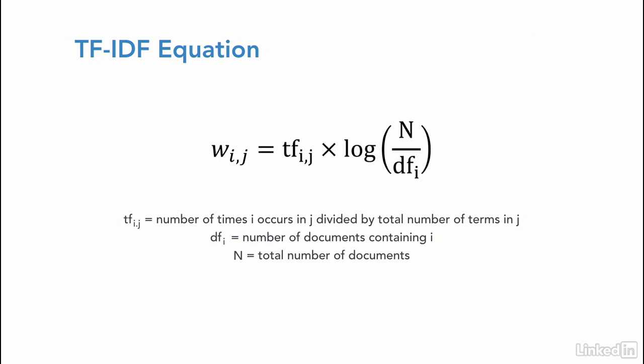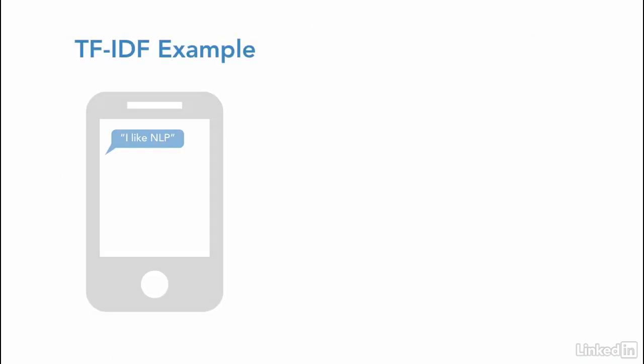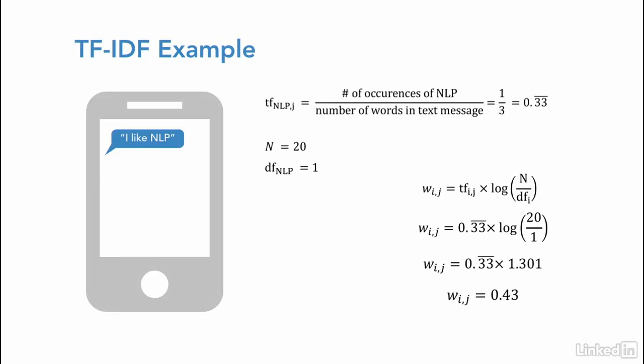You start with this TF term, which is just the number of times that term i occurs in text message j, divided by the number of terms in text message j. So it's just the percent of terms in this given text message that are this specific word. So for instance, if we use "I like NLP" and the word we're focused on is NLP, then this term would be 1 divided by 3, or 0.33.